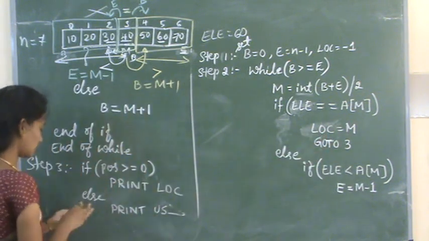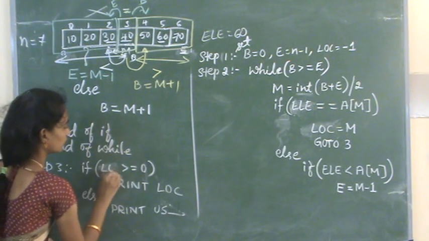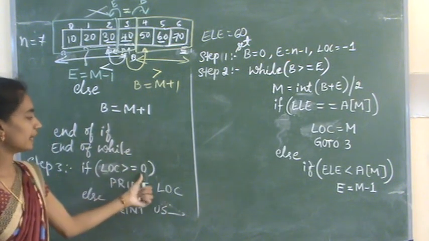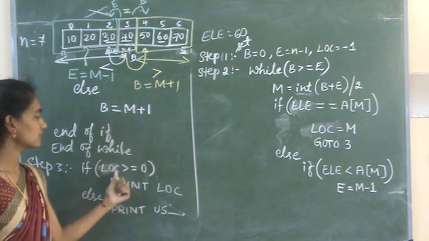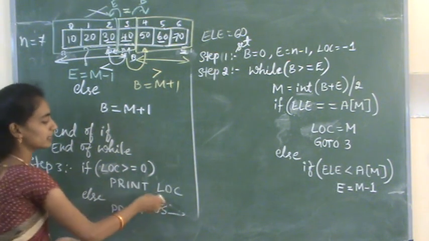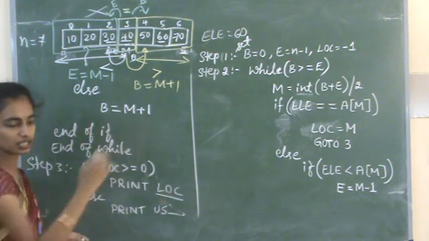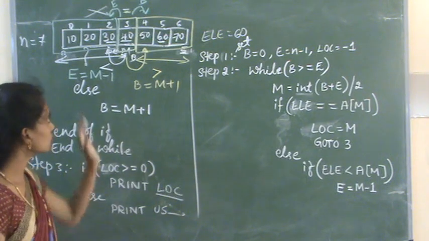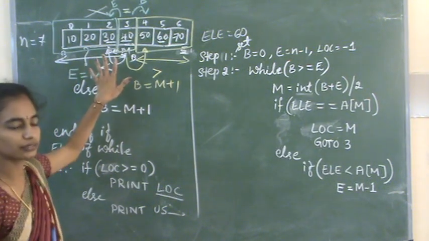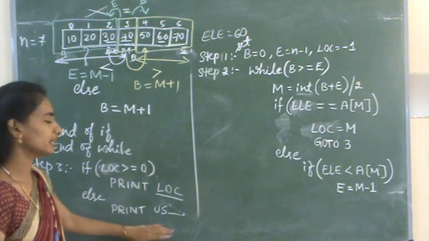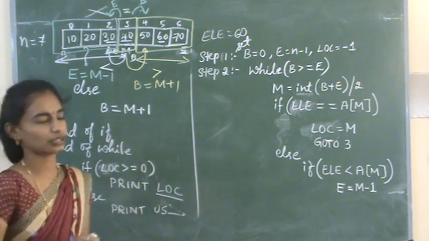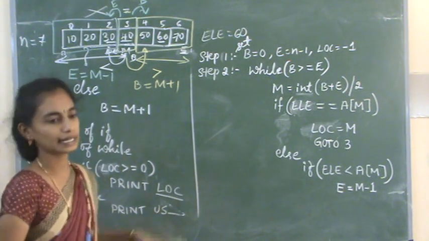So that LOC is compared, meaning if it is greater than 0, we will display that location where the search element is present. If it is not present in the array, we will print unsuccessful search. Okay, so this is about the algorithm.